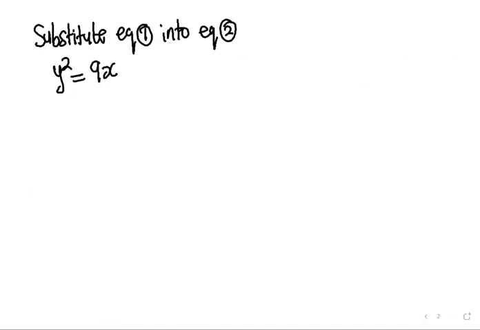So we're gonna write 2x minus 2, and then we square it. It equals, then here we'll say 9x, right?